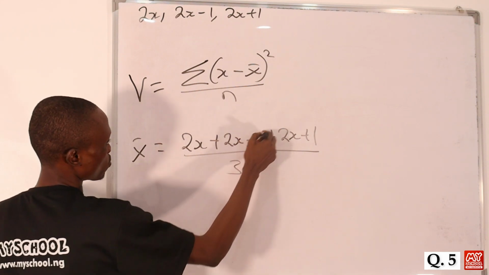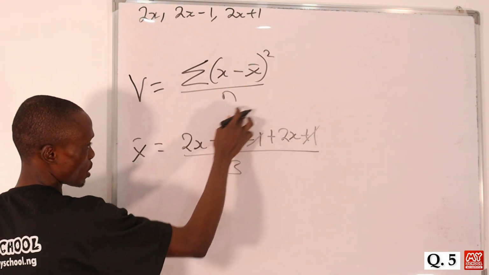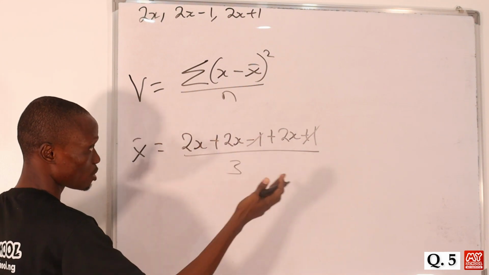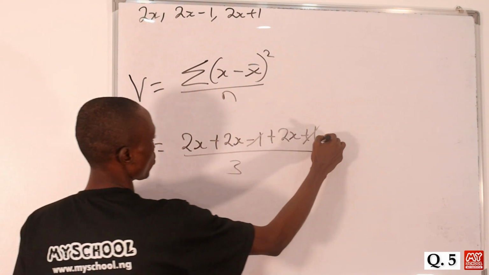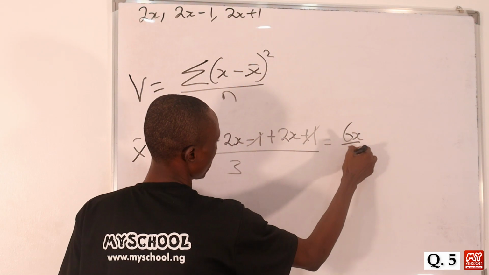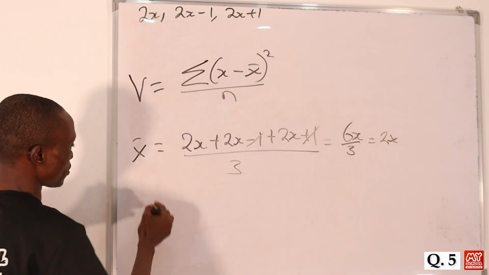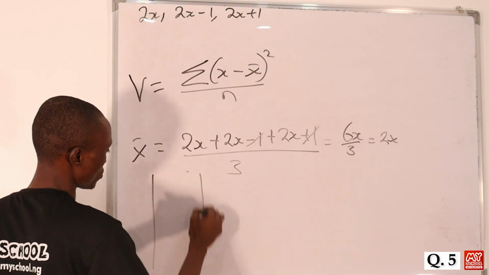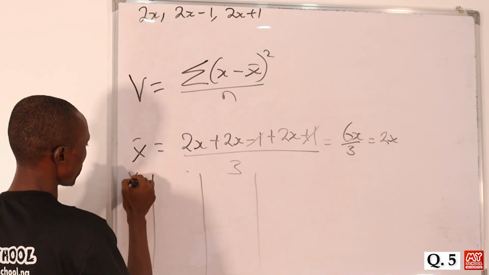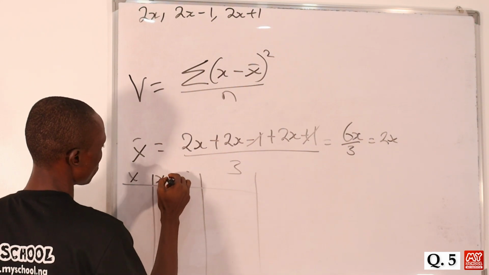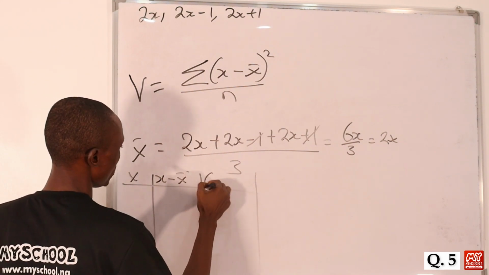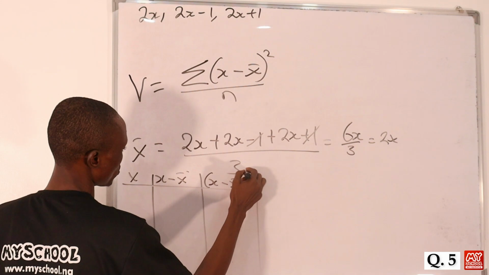Minus 1 is going to take out plus 1. So if we add the three 2x's together, that will be equal to 6x. Then we divide it by 3, that will be equal to 2x. So now we can calculate our variance. Let's create a little table here. Here will be x, while here will be x minus x bar, and here will be x minus x bar squared.